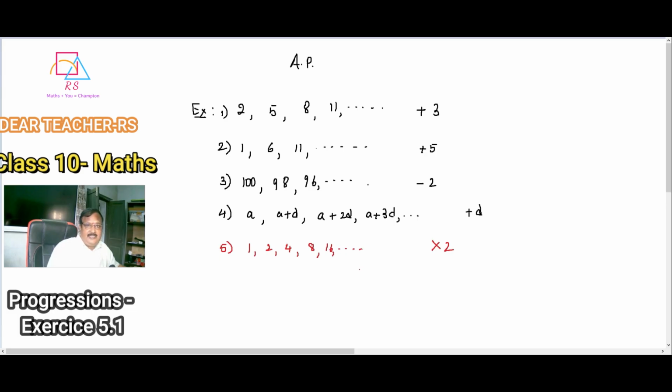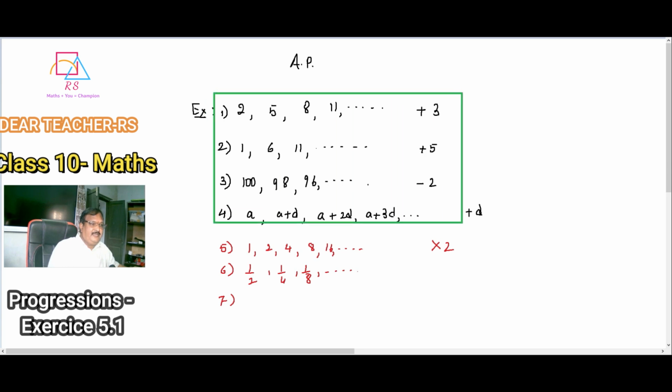You are going to learn this in the intermediate, or 11th and 12th classes. This is a geometric progression. I'll give you one more: 1 by 2, 1 by 4, and 1 by 8, and so on. This is also a progression, but these are not arithmetic progressions. Only the first 4 examples, where we add or subtract a number to a term to get the next term, are known as arithmetic progressions.